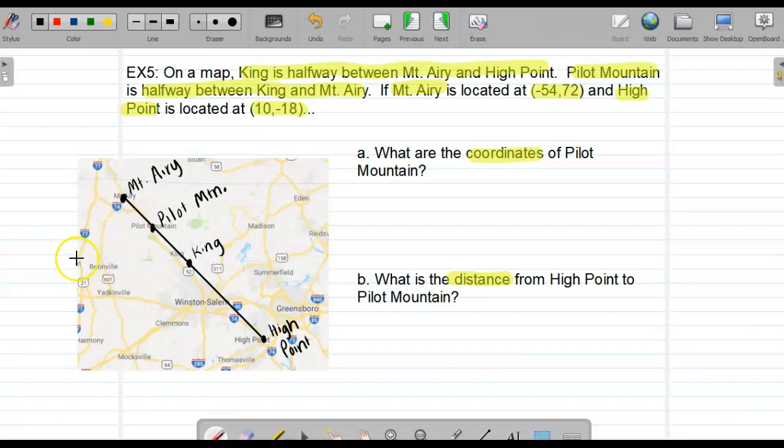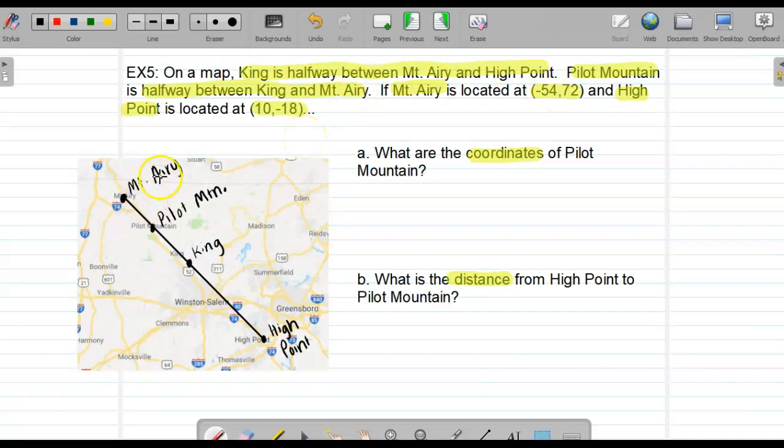Lee and Elkin are right over here, but Elkin wasn't in a nice line with the rest of everything else. But these are in a fairly straight line to each other, when I was looking at the map for places where this might be pretty close to being true. King is pretty close to being halfway between Mount Airy and High Point, and Pilot Mountain is about halfway between Mount Airy and King. So we are given coordinates for Mount Airy.